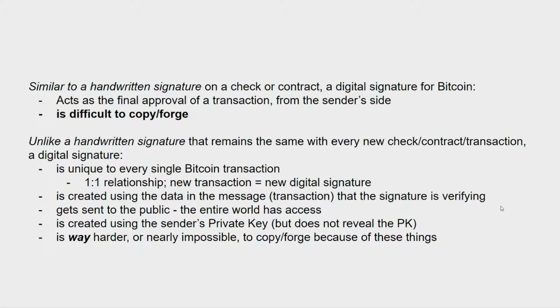It is created using the data in the message or transaction that the signature is verifying. The digital signature gets sent to the public. The entire world has access to it. It is created using the sender's private key, but it does not reveal the private key. It is way harder, or nearly impossible, to copy or forge because of these several things.